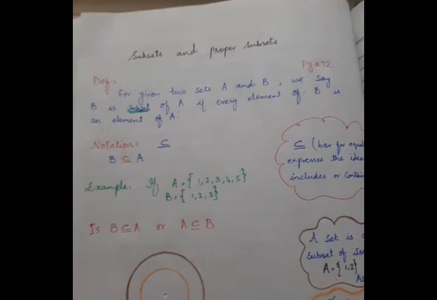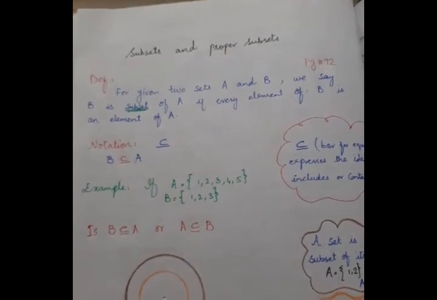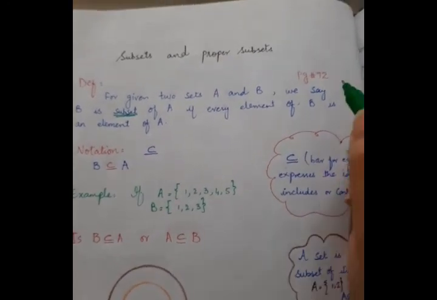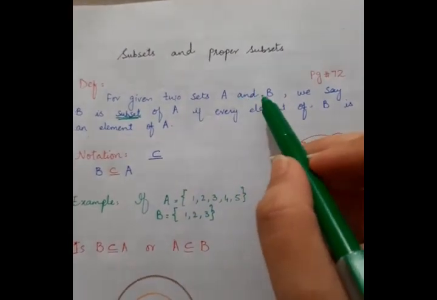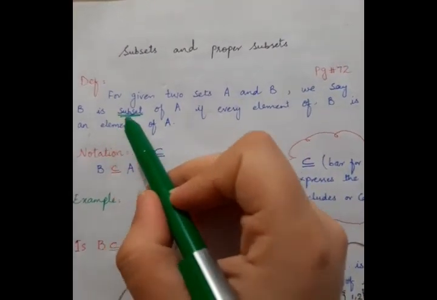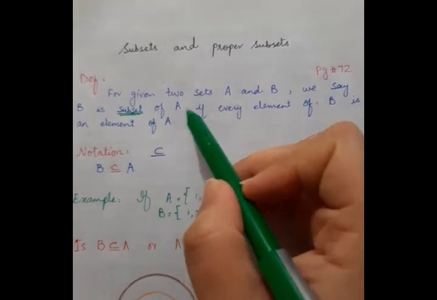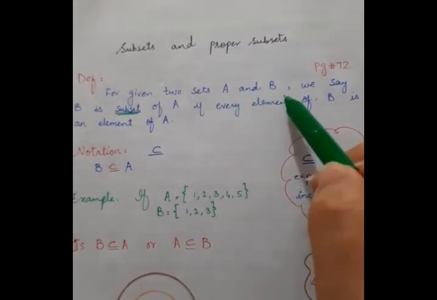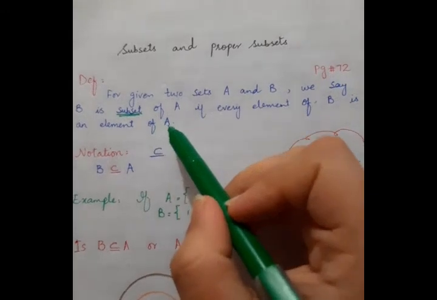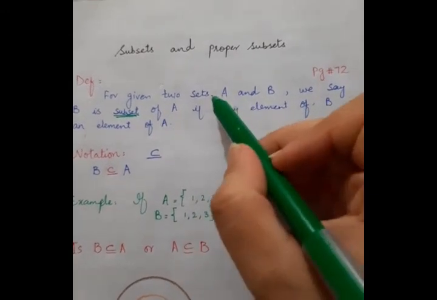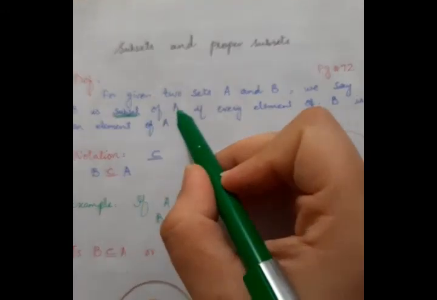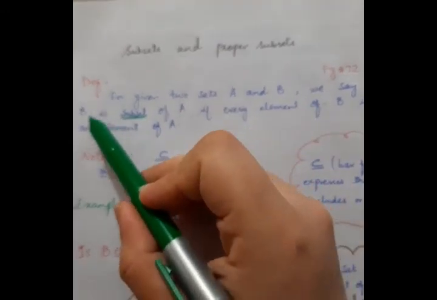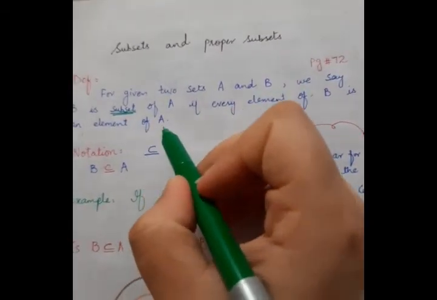So, I am going to discuss the definition of subset first. The definition is also written on page number 72. For given two sets A and B, we say that B is subset of A if every element of B is an element of A. It means that if we have two sets, हम कब कहेंगे कि B जो है वो subset है A का, अगर हर element B का किस में मौजूद होगा, set A में.